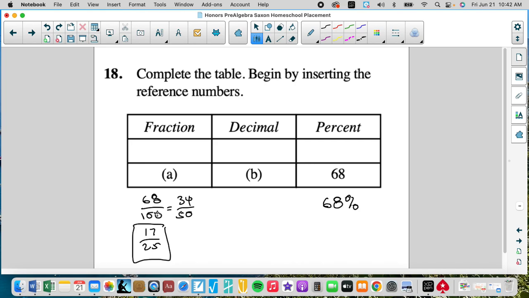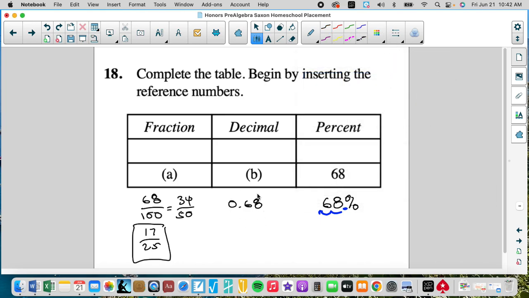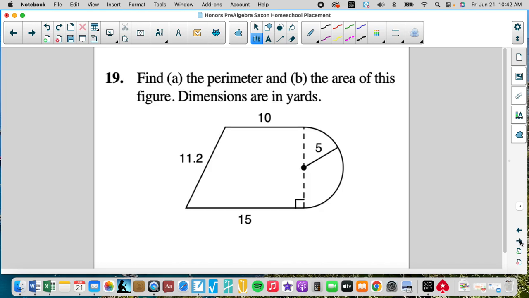And decimal 68 hundredths would look like that. Or we know that we would move the decimal point, which is here, we'd move it 2 places to the left, and we would get the same number. So either technique is acceptable, but those are our 2 values.